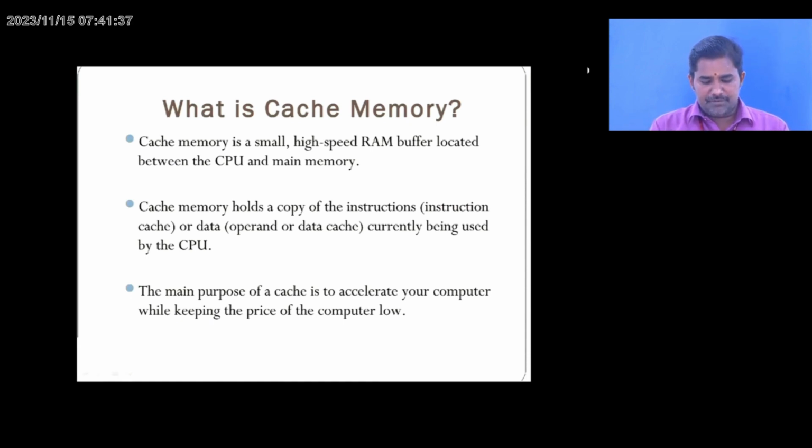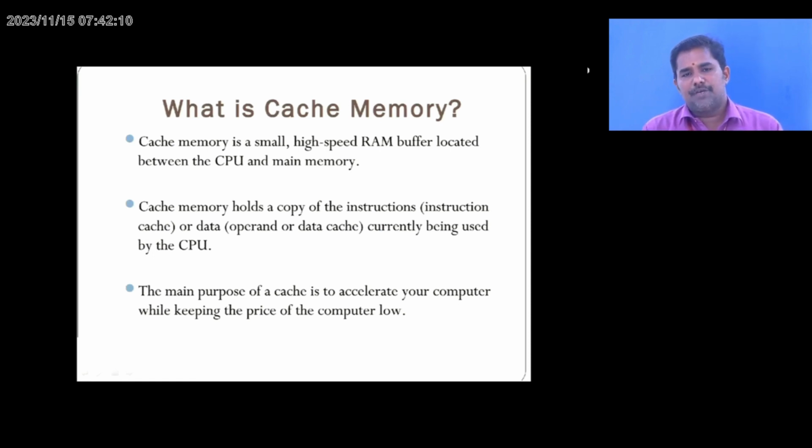Cache memory is a small high-speed type of volatile computer memory that provides high-speed data access to a processor and stores frequently used computer programs, applications and data. It helps improve the overall speed and performance of the computer system by reducing the latency between the processor and the main memory. Here, cache memory is represented as a small high-speed RAM buffer located between the CPU and the main memory.